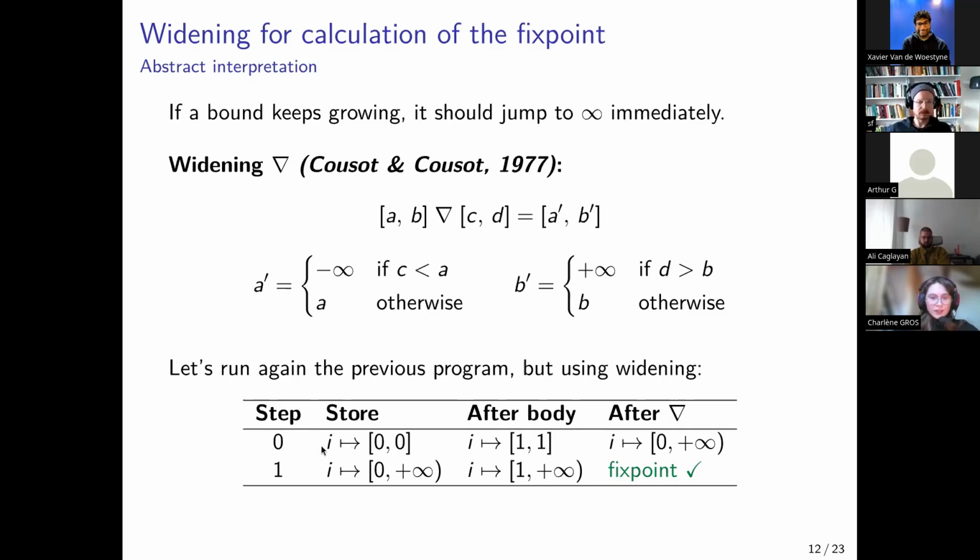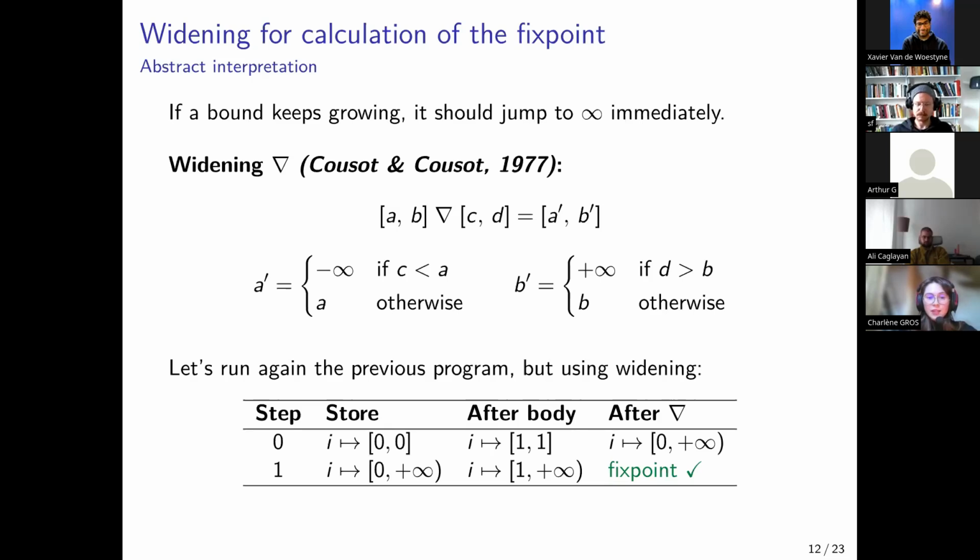I still start at 0 to 0. After one iteration, it is 1 to 1. The upper bound grew because it went from 0 to 1. So the widen operator calculates the widened interval 0 to plus infinity. And if we do one more iteration, it gives 1 to plus infinity.